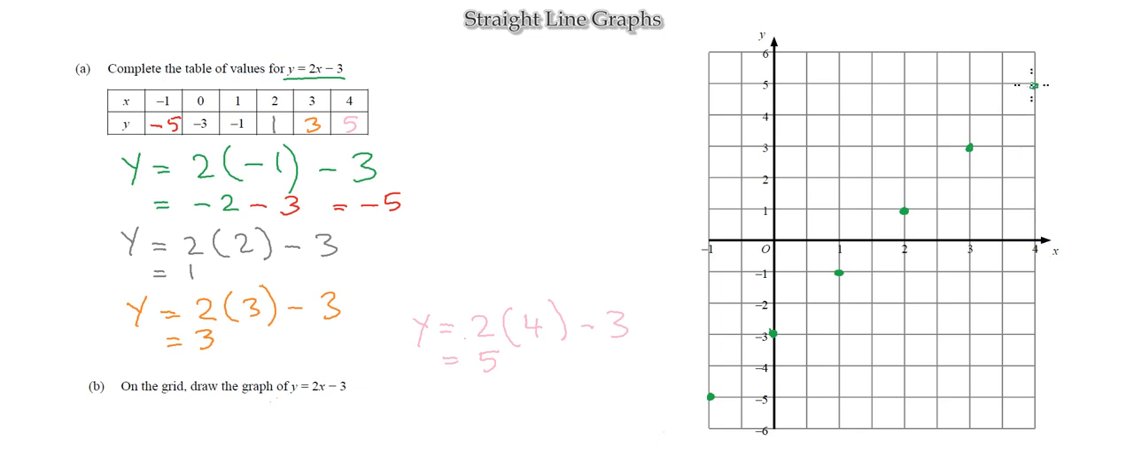So again, take a ruler, take your pen, start at one point and join all the points together. So nice and straight line, very nice and easy. So it's quite simple, guys. Just make sure you're plugging in your values into the brackets and making sure you're looking at the negatives.